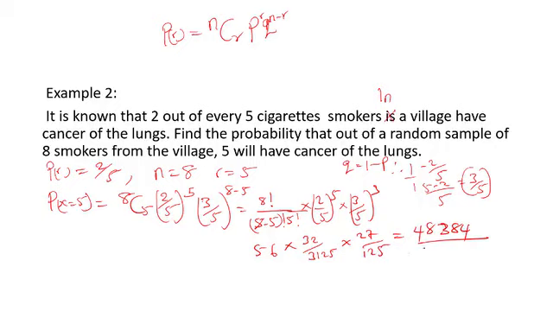48384 divided by this times this, which will give you 390625. So the final probability is 0.124. So the probability that out of the 8 smokers from a village, 5 will have cancer is equal to 0.125.